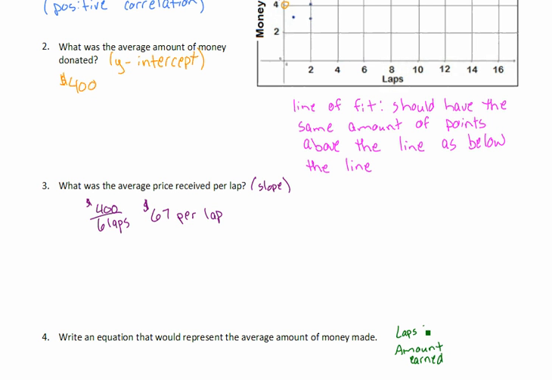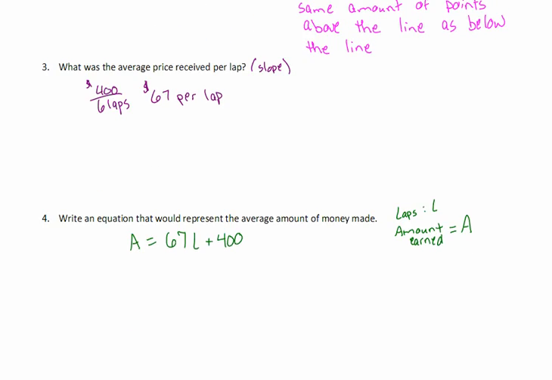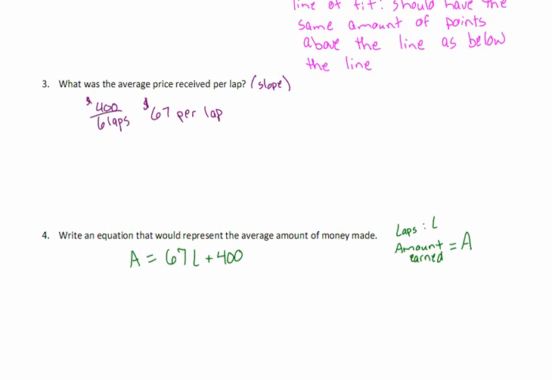We have the two pieces of information that we know. Whoops, I'm used to writing my L's like that. L and A. We know our amount earned is around $67 per lap plus about $400 in donations. Is that exactly on? Is that perfect? No, because again, this is a scatter plot.